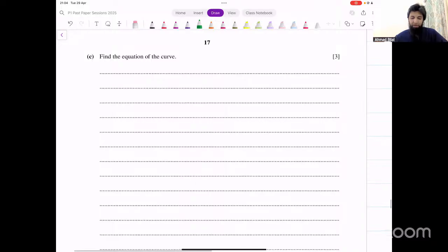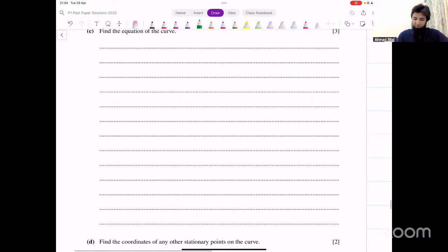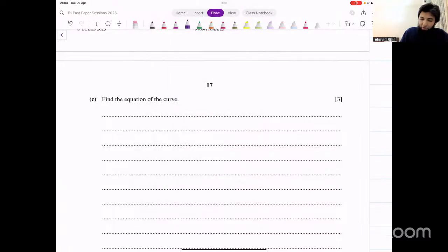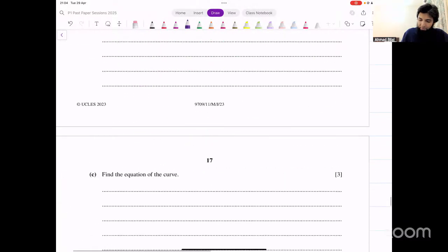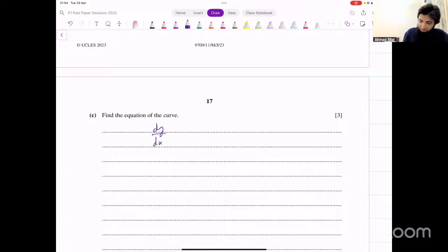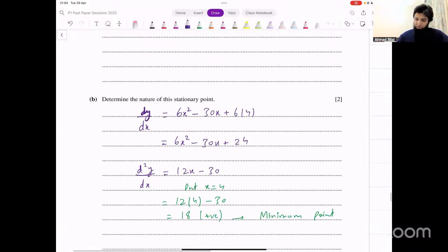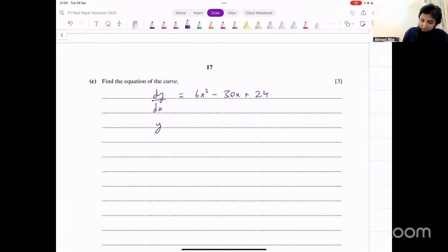Part C. Find the equation of the curve. Okay, now that's another relatively straightforward one. We've got the derivative, that is 6x squared minus 30x plus 24. To find the curve, we integrate this, right? To go from dy over dx to y, we integrate the function. What would we get from that? 6x cubed divided by 3 minus 30x squared over 2 plus 24 times x plus c. Do not forget the c.